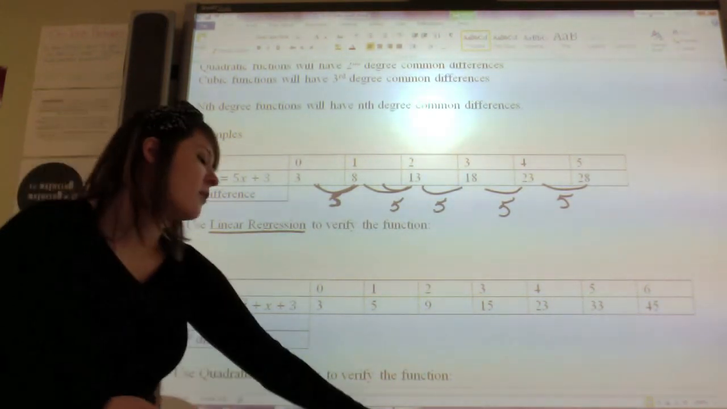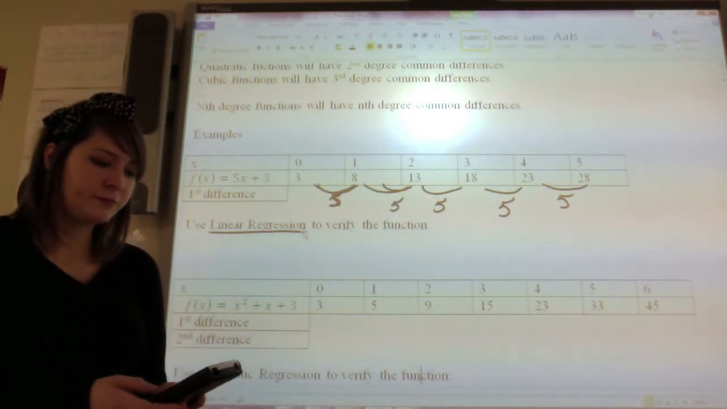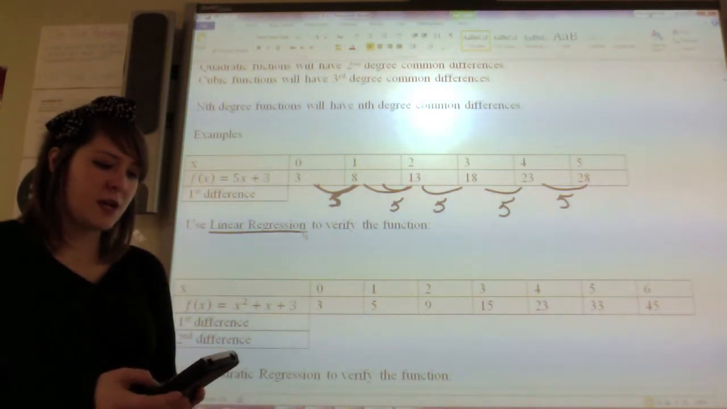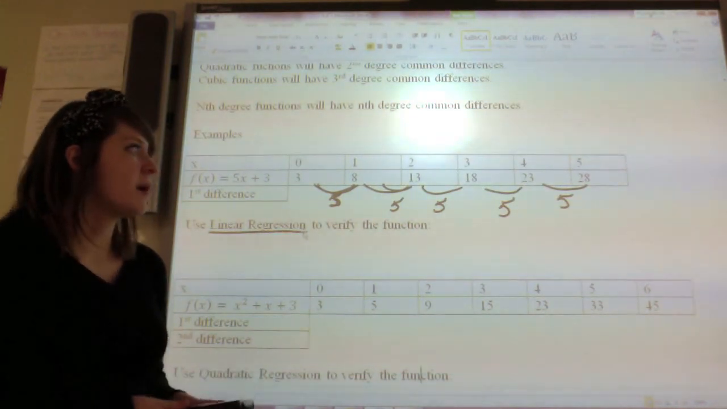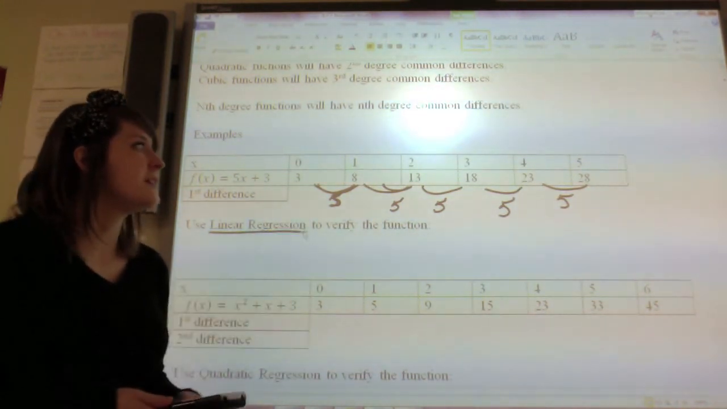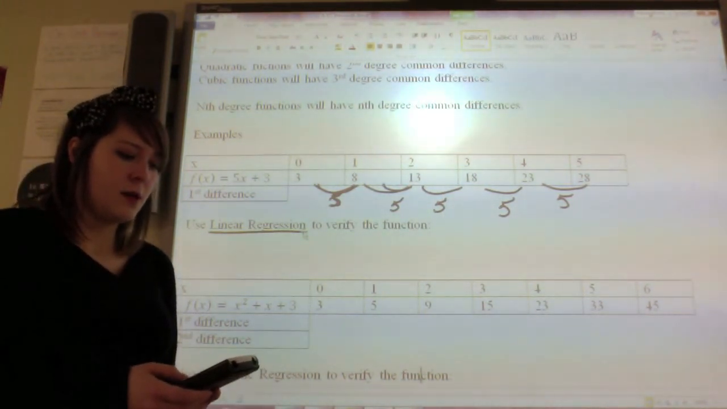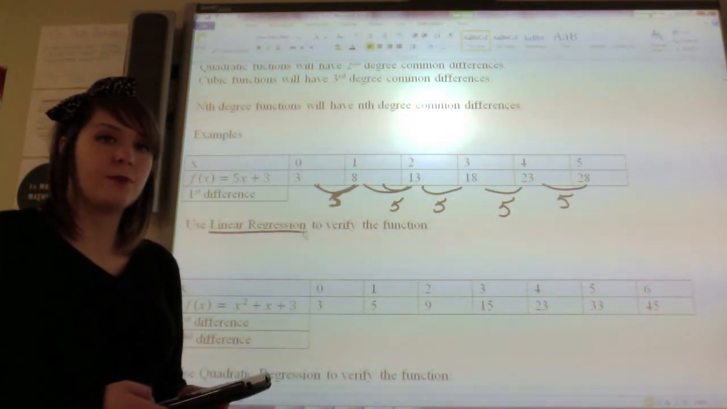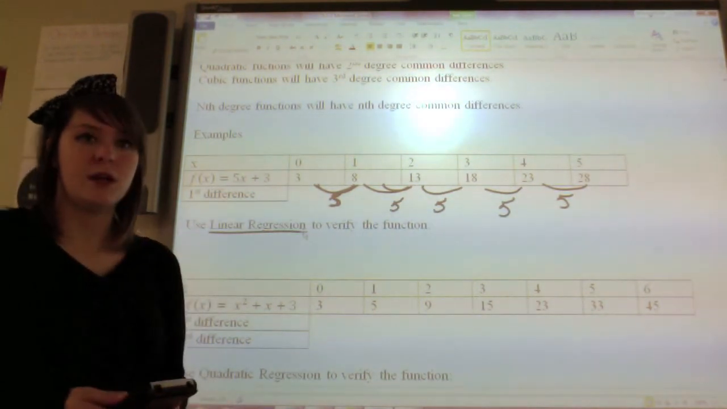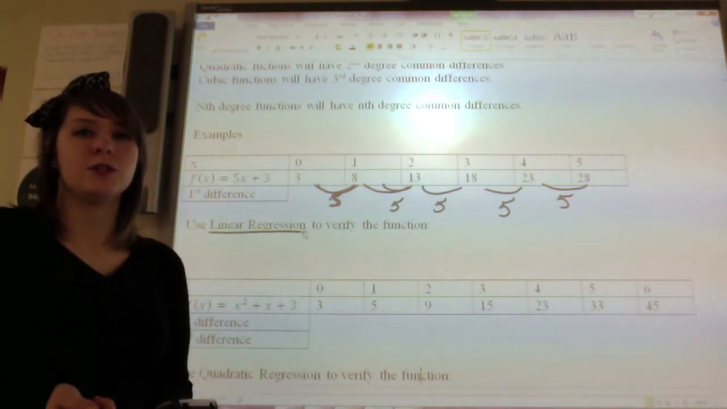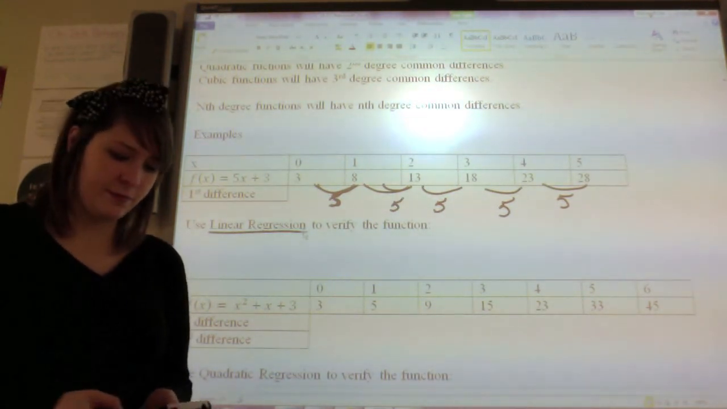So now I can go in my calculator. I'm going to go to Stat, Edit. In my list 1, I'm going to type in my x values, which are 0, 1, 2, 3, 4, 5. In my list 2, I'm going to type in my y values, 3, 8, 13, 18, 23, 28. Then I'm going to hit Stat, Calc. I'm going to go to linreg, which is the fourth one. And when I hit enter, you'll notice that you get the equation 5x plus 3. So that is how you get the equation to one of these functions after you figure out what type of function you need to model it with.